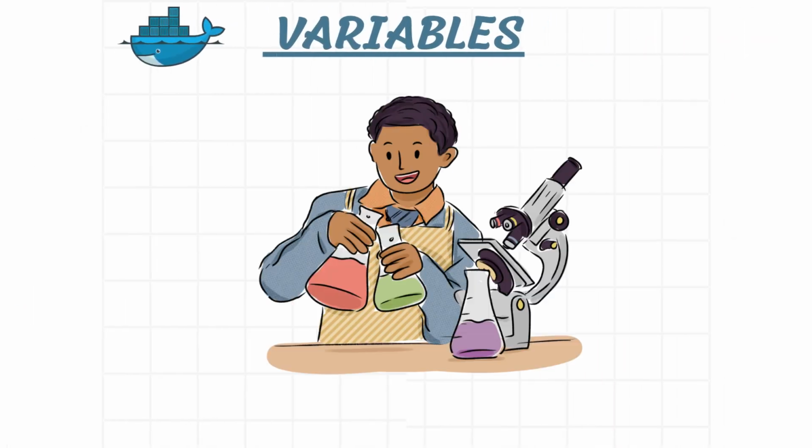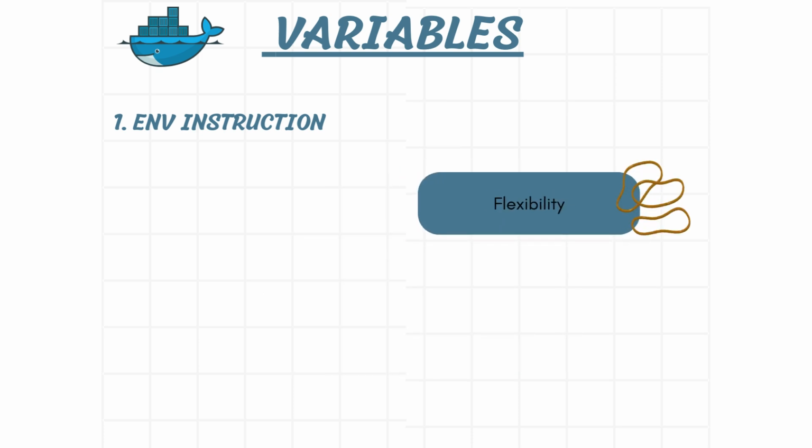Let's talk about environment variables in Dockerfiles. ENV instruction. The ENV instruction is used to set environment variables within a Docker container. Environment variables are key-value pairs that can configure the behavior of the software running inside the container. By using environment variables, you can make your containers more flexible and easier to manage.